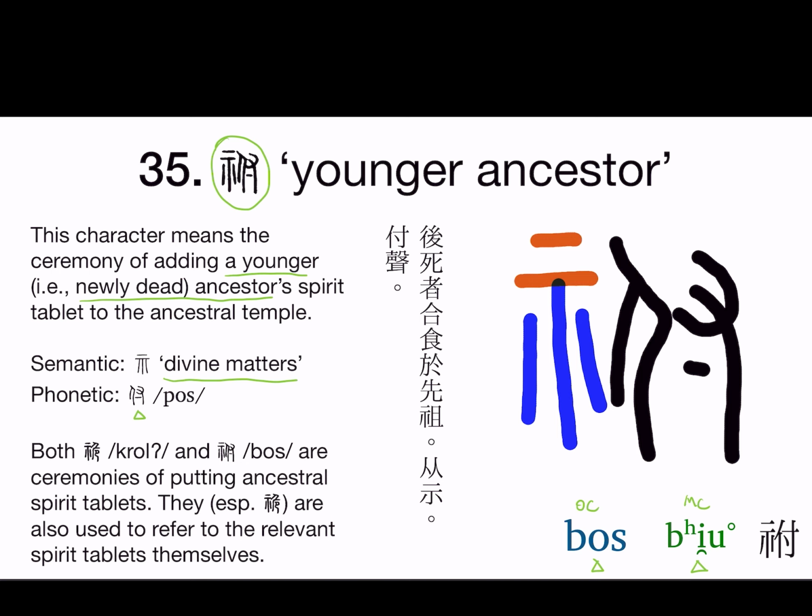So, in the previous episode, we have already learned the character kro, meaning older ancestor, and now we have learned its younger counterpart, bos. Both characters are ceremonies of putting ancestral spirit tablets, and they are used to refer to the relevant spirit tablets themselves as well. Here's the regularized form of the character. Let us write it out by ourselves. Radical and phonetic component.